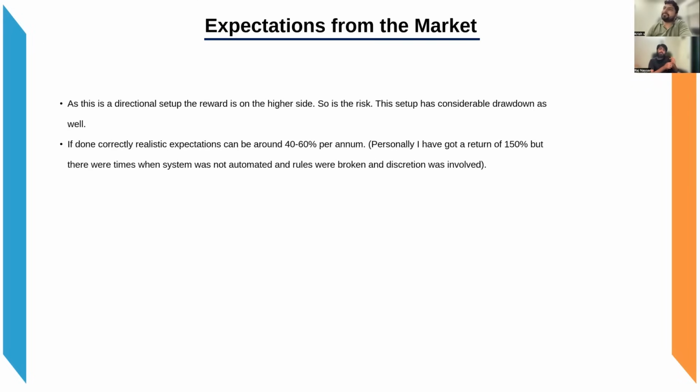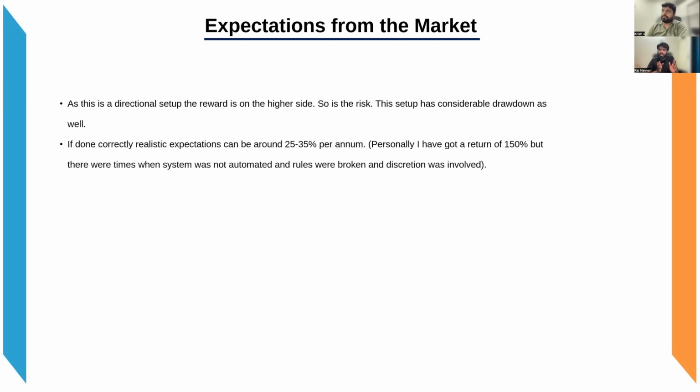Now what people see, what can be the expectations from the market? People come into the market, भैया आज 100% बना के चल जाएंगे, आज 200% बना के चल जाएंगे. That is not it. So now let's talk about the expectations. People come into the market and say कि भैया अपने को तो आज एक ही दिन में 100% चाहिए, 50% चाहिए, 60% चाहिए. So no, that is not going to work in any case. So see, this is a directional setup. So the reward is on the higher side. So the risk will be on the higher side, and drawdown will be a little aggressive as well.